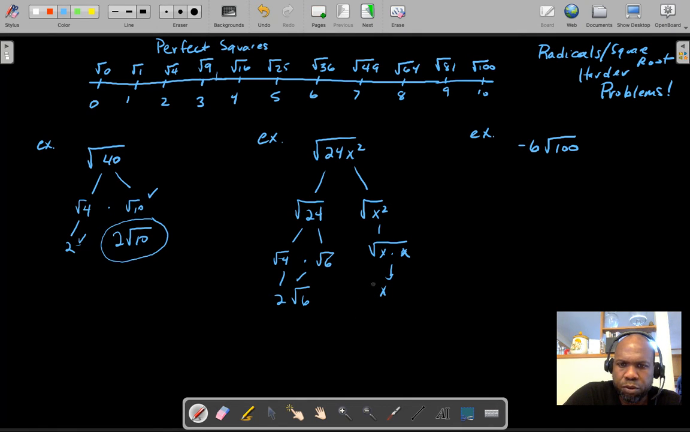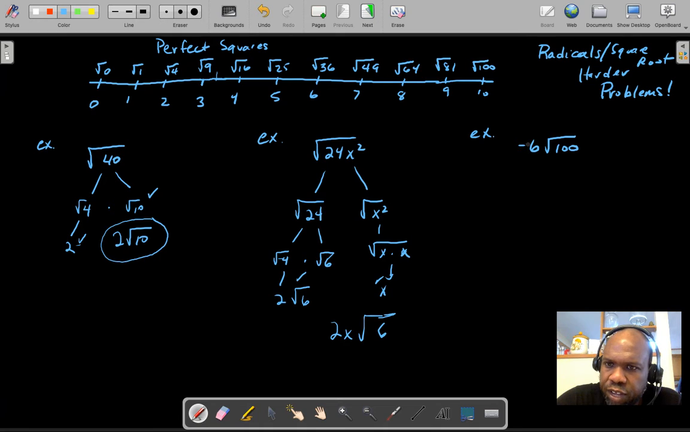So again, how would we use this information? Put this together. We have two whole numbers, 2 and x. We're going to put that on the outside, and then we put inside under the radical 6. That would be the value: 2x times the square root of 6. Here are some of the harder problems that we're going to be doing today.